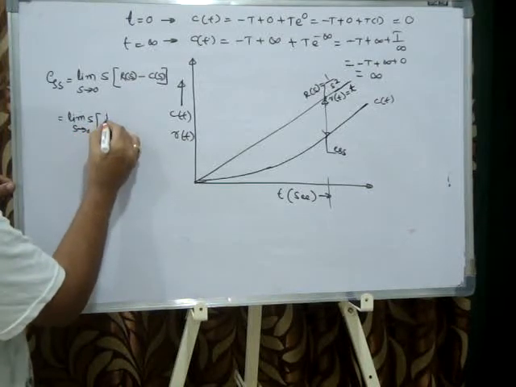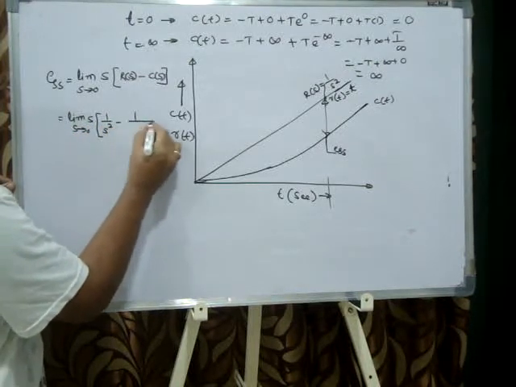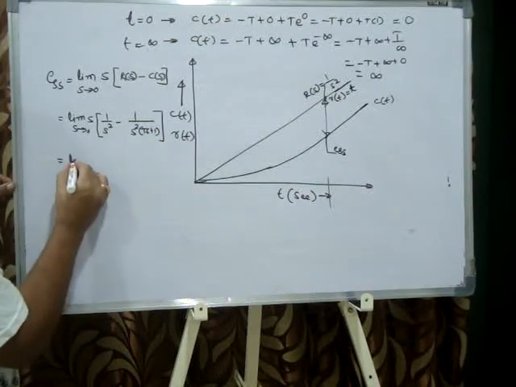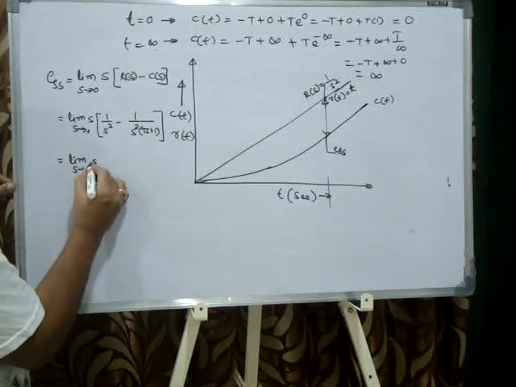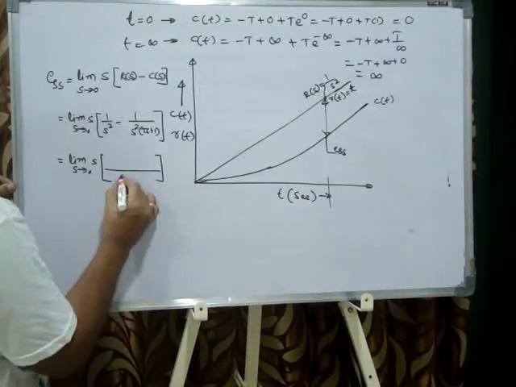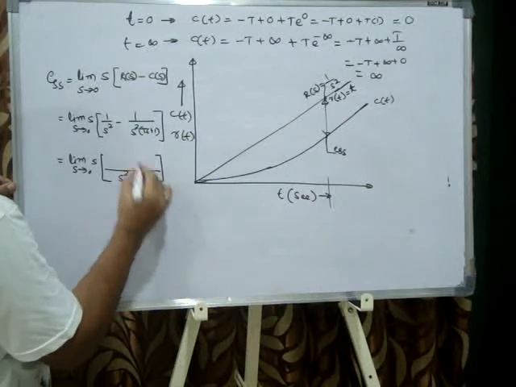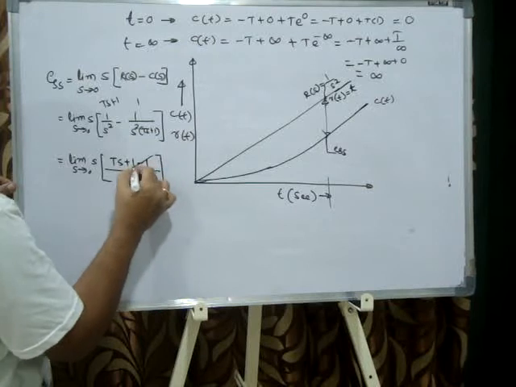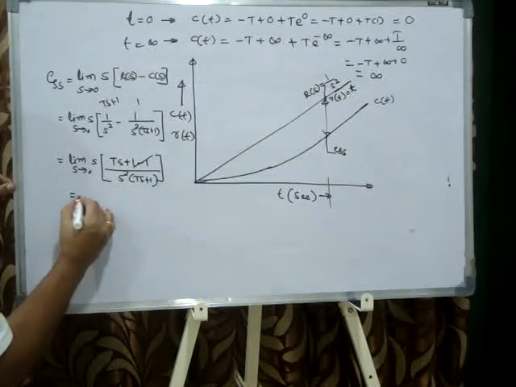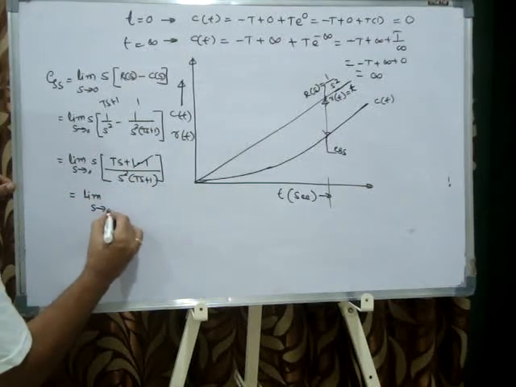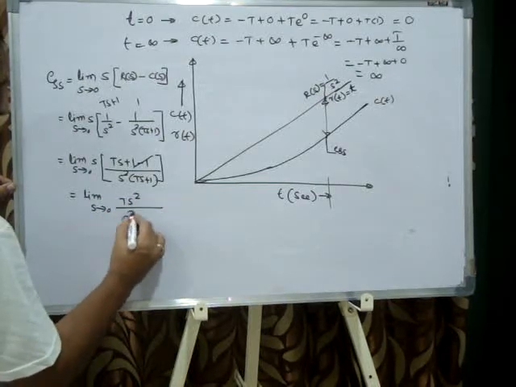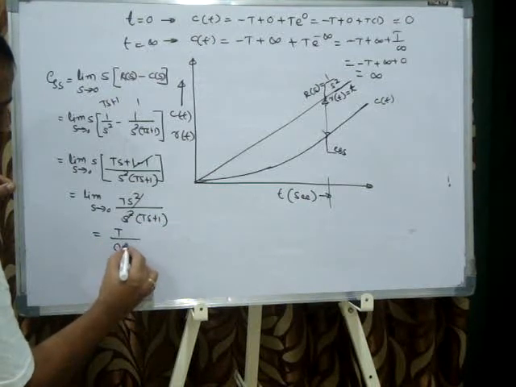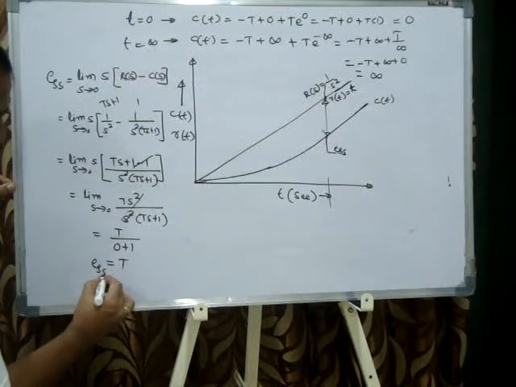What is the R of s? 1 by s square. Is it right? So what is the C of s? Before partial fractions I have written C of s. Now I will take the LCM, s square into Ts plus 1. Then here Ts plus 1, here 1, Ts plus 1 minus 1. Then what happens? Limit s tends to 0 of T s square divided by s square into Ts plus 1. S square gets cancelled. You have to substitute. Now the steady state error is equal to what?